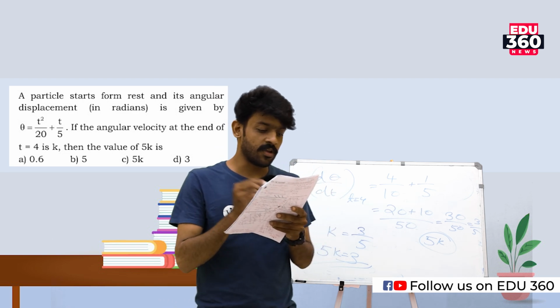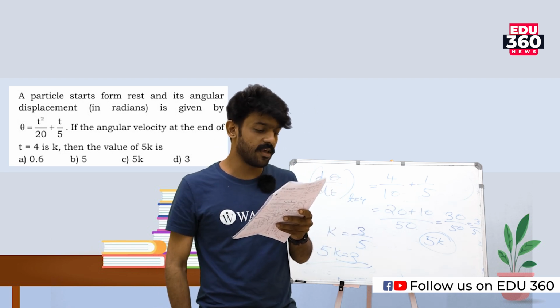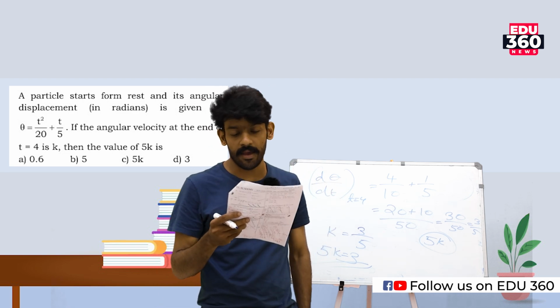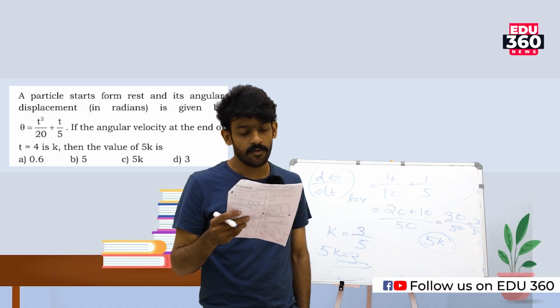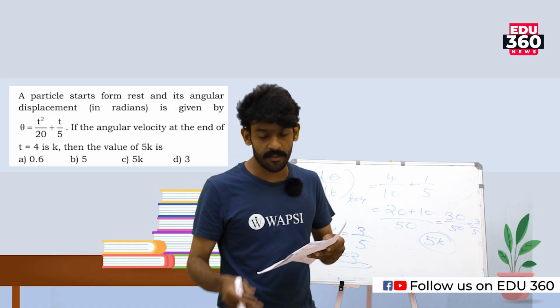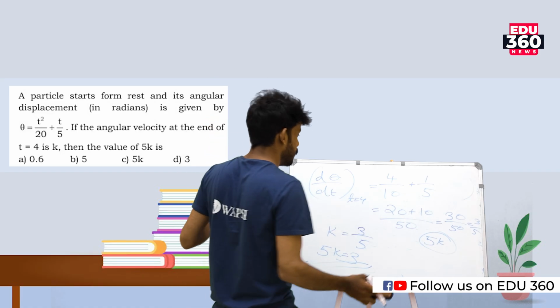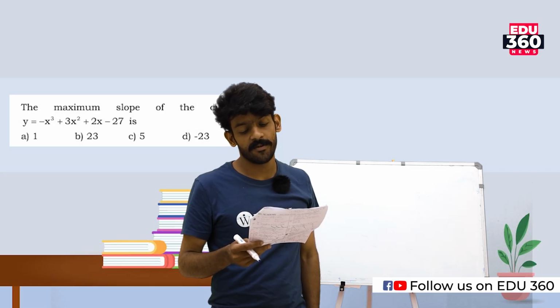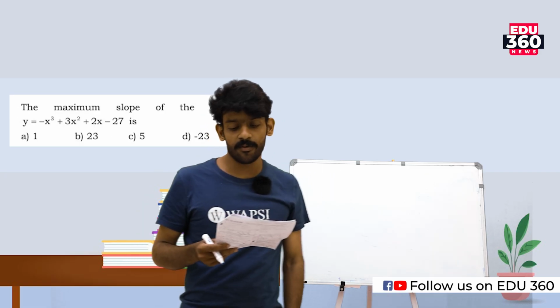For this question, look at the options. The first one is 0.6, the second one is 5, the third one is 5k, and the fourth one is D. So for this one, option D is the correct answer. That means D is equal to 3 is the correct answer for this one. Okay, so here comes our next question.